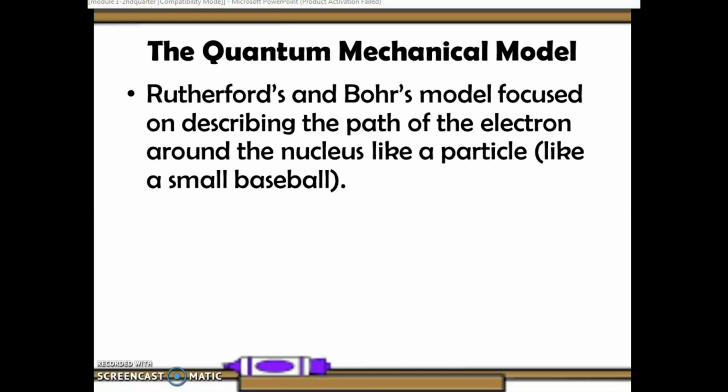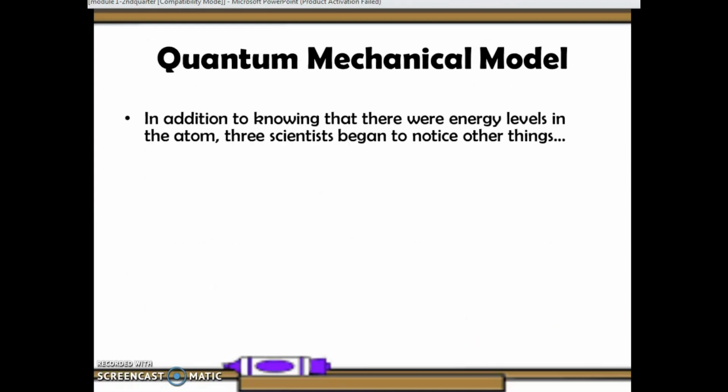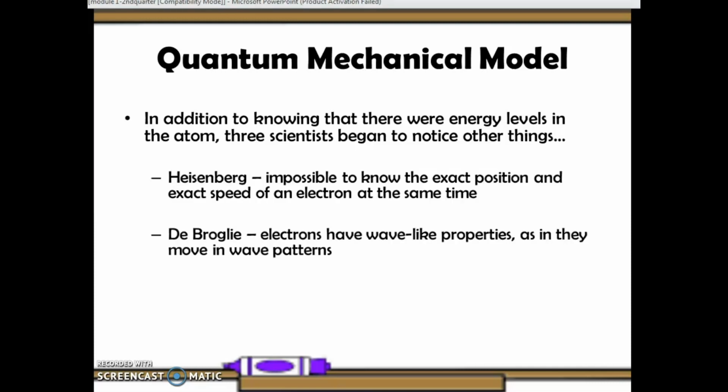Rutherford and Bohr's models focus on describing the path of the electron around the nucleus like a particle. Austrian physicist Erwin Schrödinger treated the electron as a wave. In addition to noting that there were energy levels in the atom, three scientists began to notice other things. Three physicists led the development of a better model of an atom known as the quantum mechanical model. These were Louis de Broglie, Erwin Schrödinger, and Werner Carl Heisenberg. De Broglie proposed that the electron, which is thought of as a particle, could also be thought of as a wave.